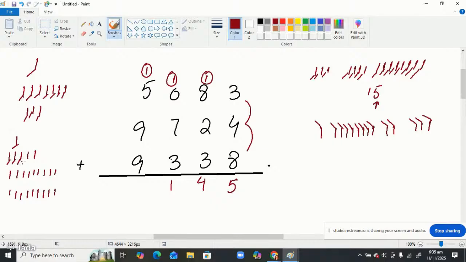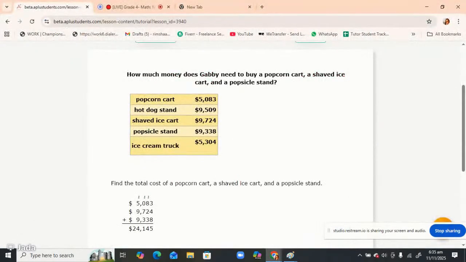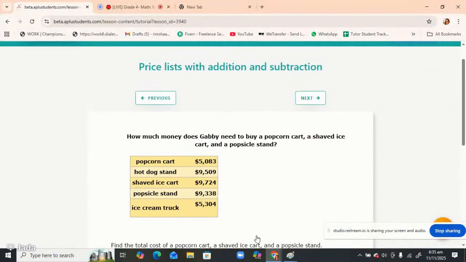1, 2, 3, 4, 5, 6, 7, 8, 9, 10, 11, 12, 13, 14, 15, 16, 17, 18, 19, 20, 21, 22, 23, and 24. So you just put down here 24. And that is the answer. If they are saying that how much, all of it, so you just add it. Okay.